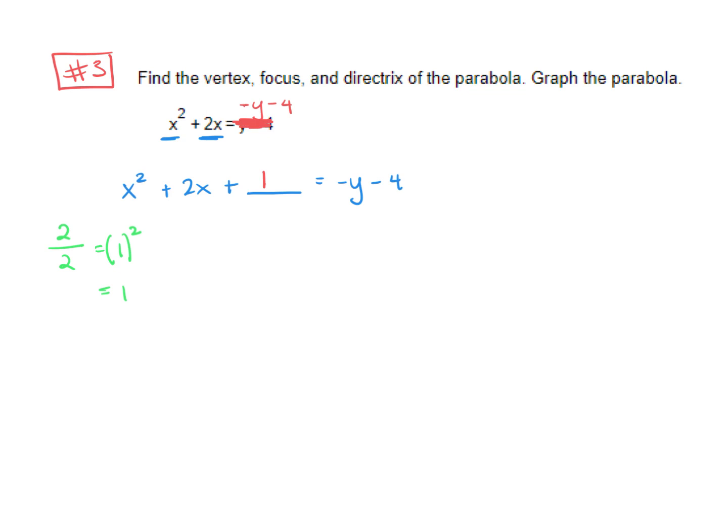Just keep in mind, sometimes when you do your b divided by 2, if your b value is negative, you're going to have a negative number right here. But when you square a negative number, a negative times a negative is positive. So that's why I pre-planned for the plus. I knew this was going to be a positive number I'm putting in here. All right, so we just added 1 to the left side of our equation. To keep the equation balanced, we have to add 1 to the other side.